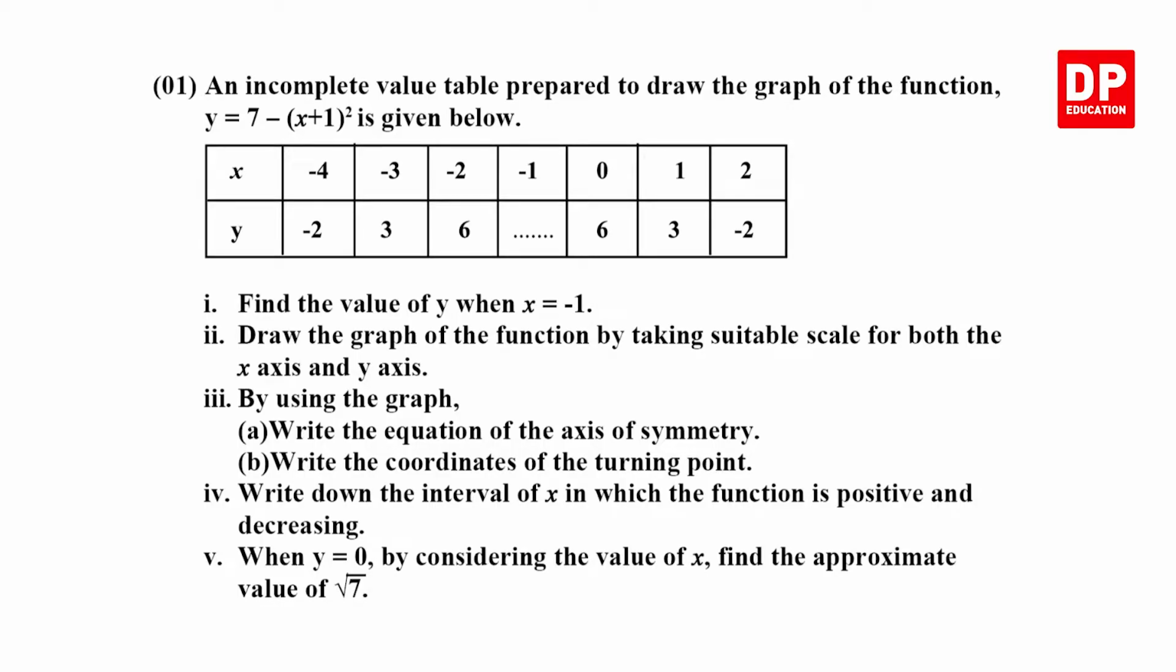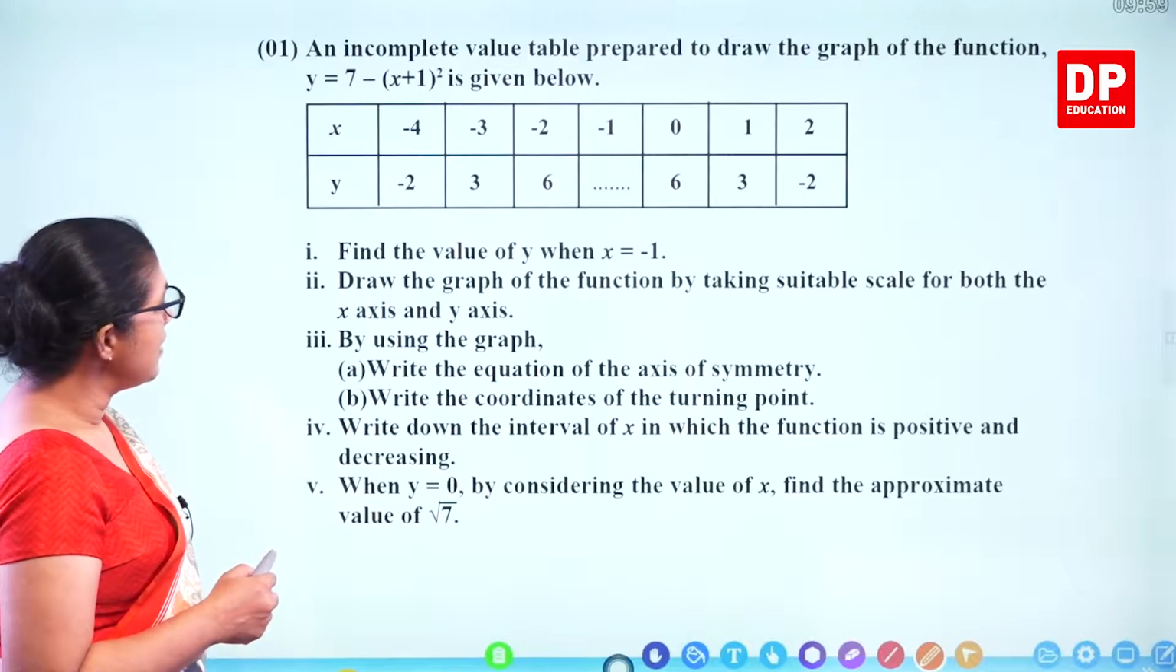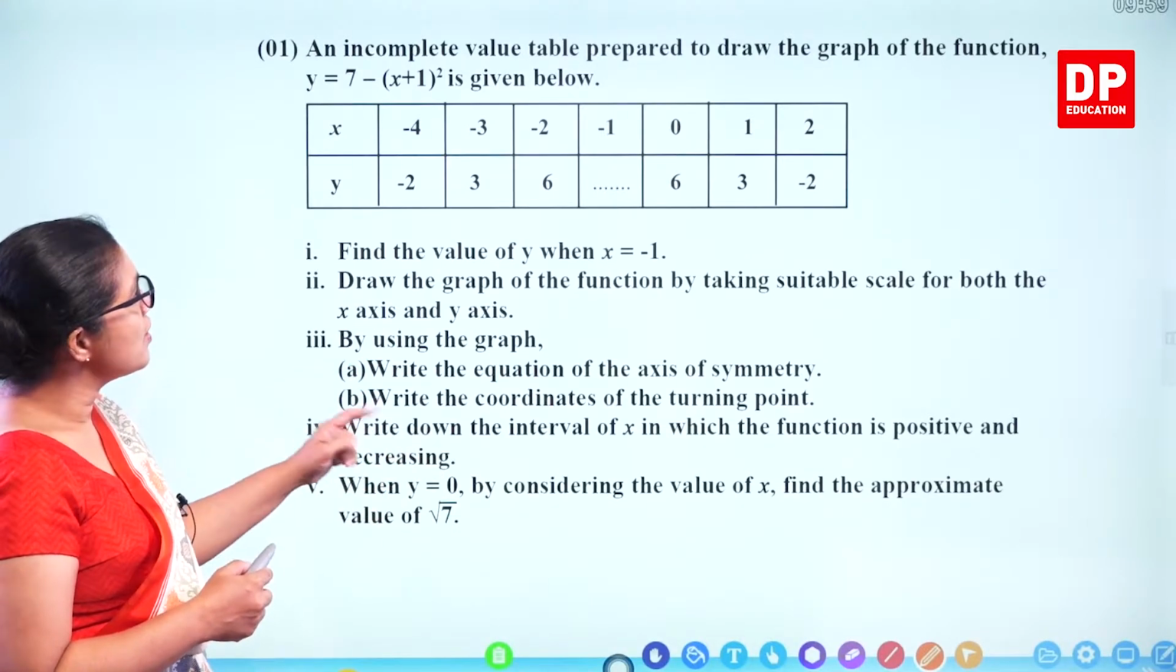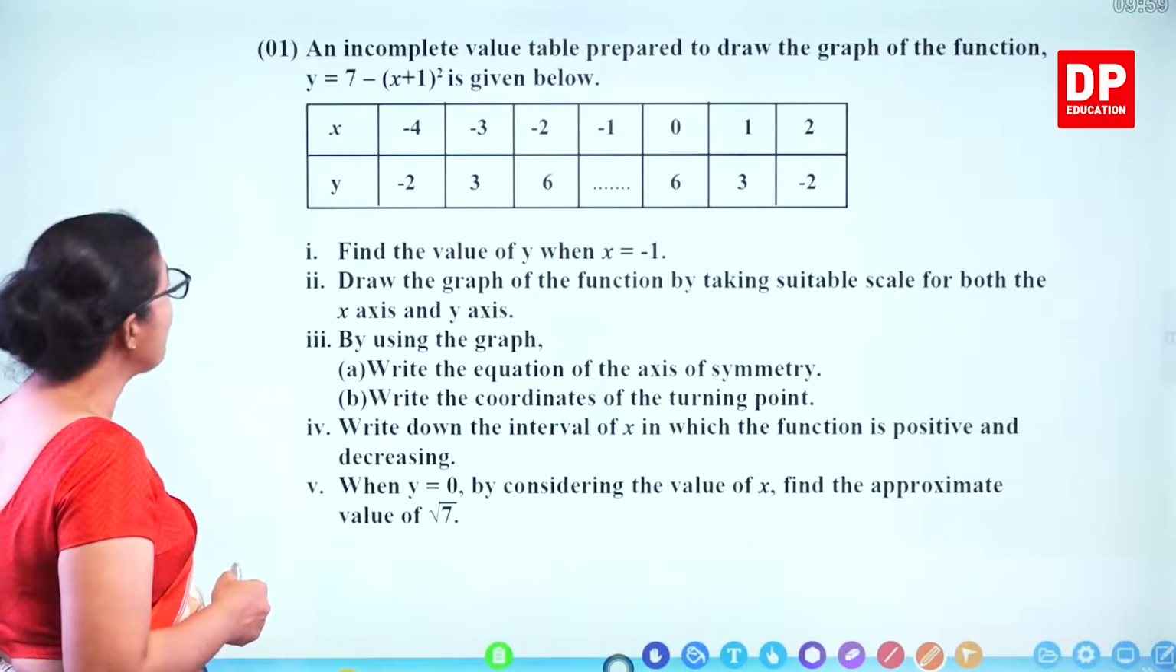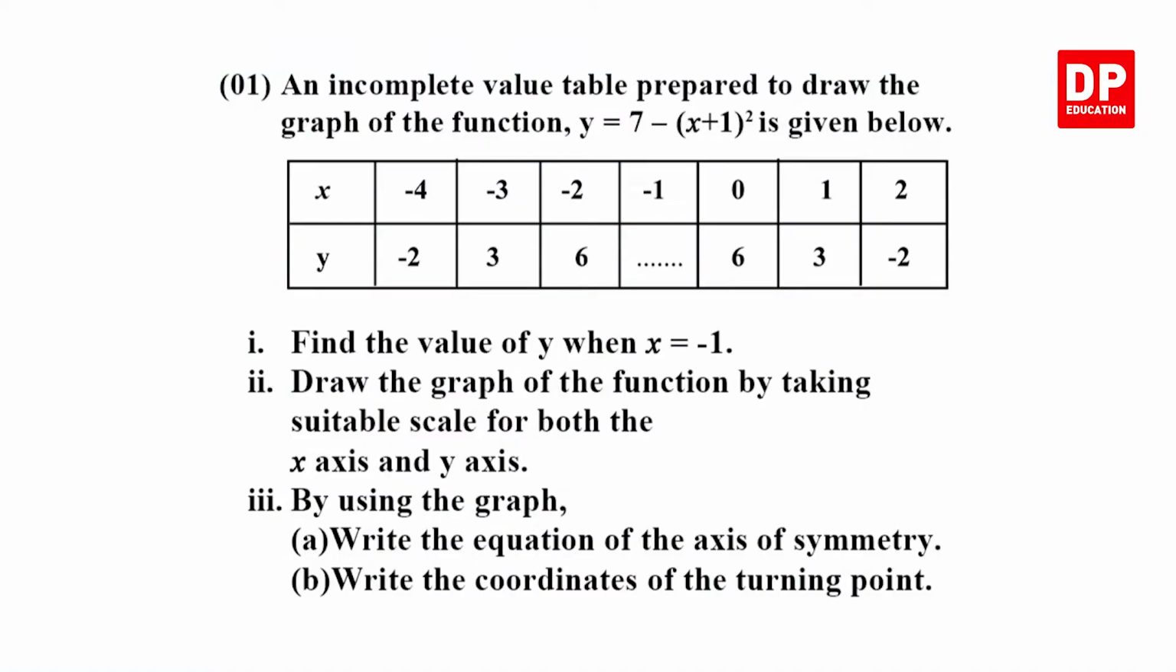Question number 1. This is about a graph and a quadratic graph, parabola shape. And you have to answer the questions using the graph. So we'll do step by step. An incomplete value table prepared to draw the graph of the function y equals 7 minus (x plus 1) whole thing squared is given below. Find the value of y when x equals minus 1.